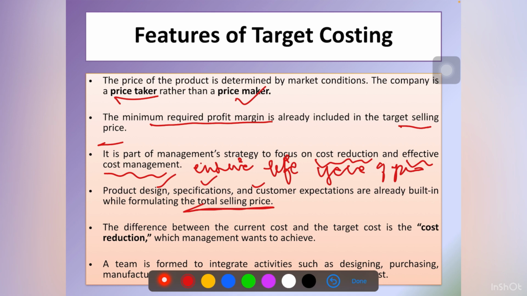The difference between the current cost and where we have to go, that is the target cost, is known as cost reduction. Whatever is the prevailing price and the level we have to reach is the cost reduction. Then a team is formed to integrate the activities of designing, purchasing, manufacturing, research, etc. to reduce the overall cost.